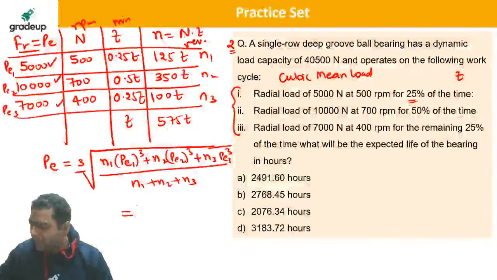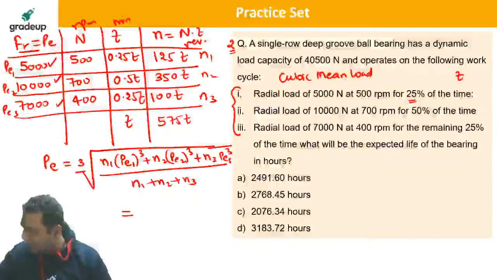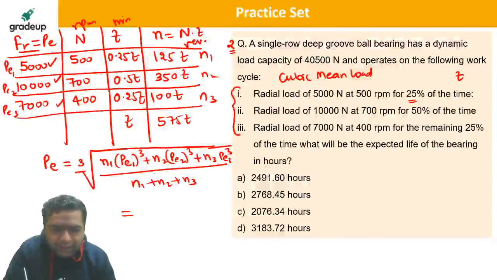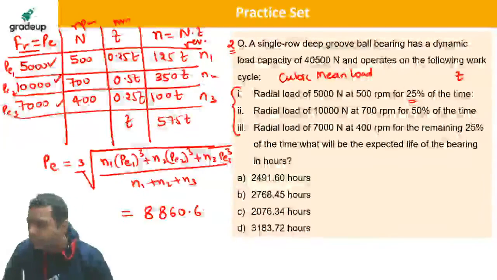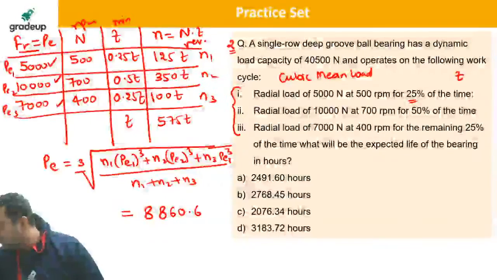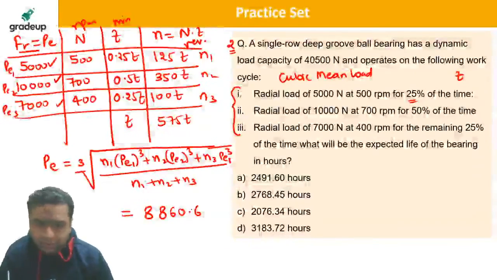After putting the values, you will be getting the equivalent radial load, guys. I have calculated here, and the equivalent radial load comes out to be 8860.6 Newton.